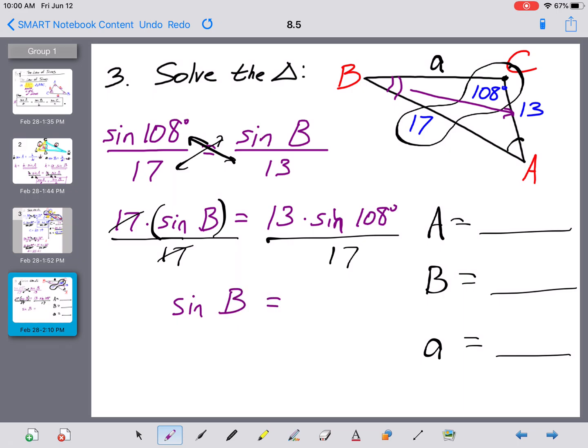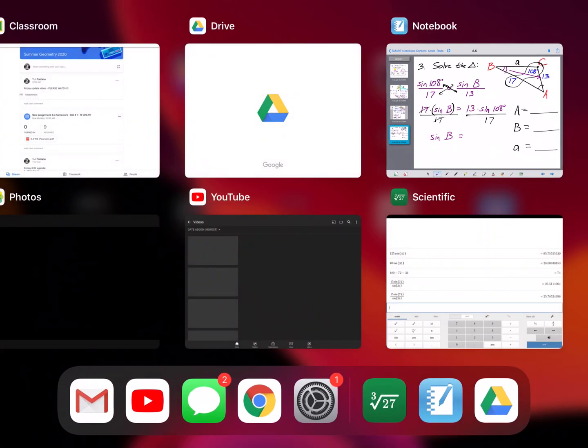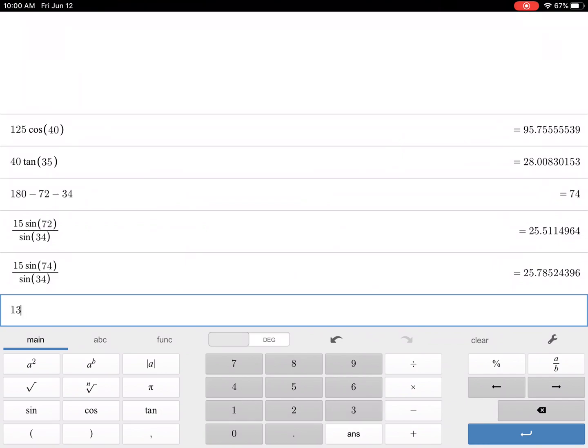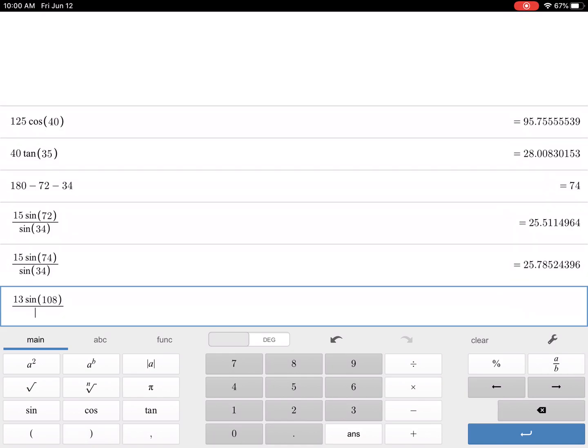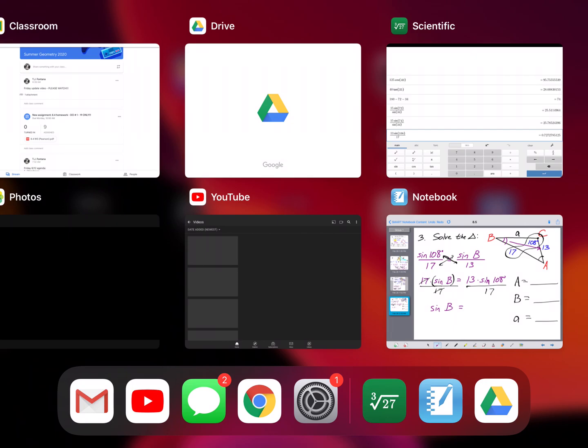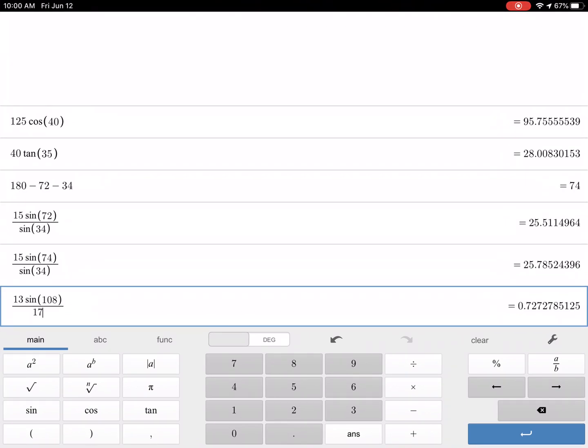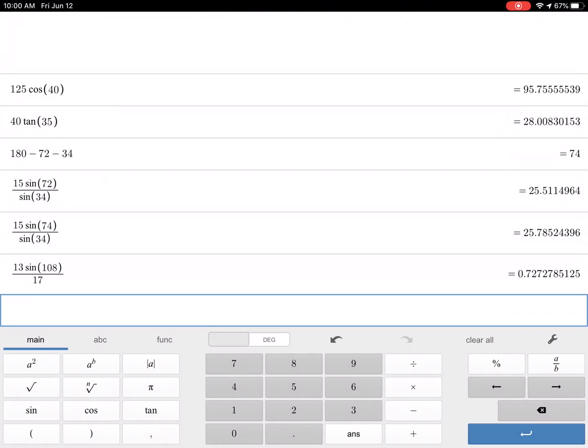And that's going to leave us now with the sine of angle B is equal to, and it's up to you guys right now. I would imagine that most of you would probably like to put this in your calculator and just deal with a decimal here rather than that big messy fraction. So that's what I'm going to do. I'm going to type in 13 sine 108 divided by 17. So let's see what we've got here. 13 times the sine of 108, close it off, and let's put all of that over 17. That got me this decimal of 0.727.